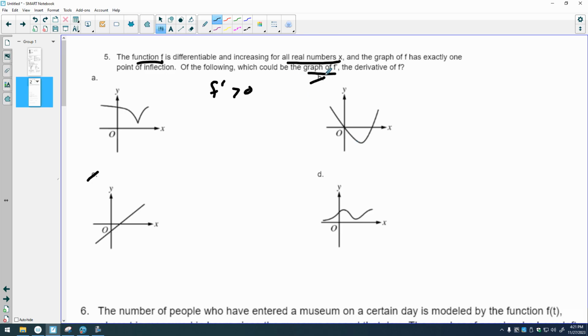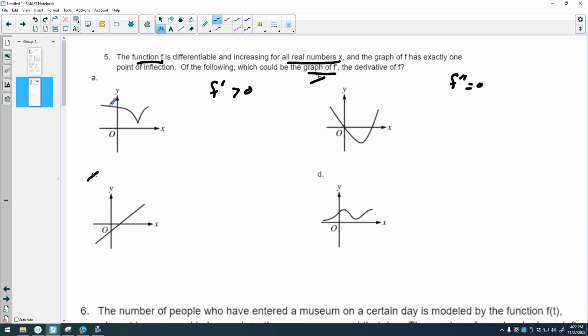Okay, so let's go to the next part. The graph has exactly one point of inflection, meaning my second derivative is equal to 0 and it switches signs. Okay, so this is the graph of the first derivative. I'm looking at these two only. My second derivative, sign, will tell me whether the derivative is increasing or decreasing. If my derivative is decreasing, my second derivative will be negative.